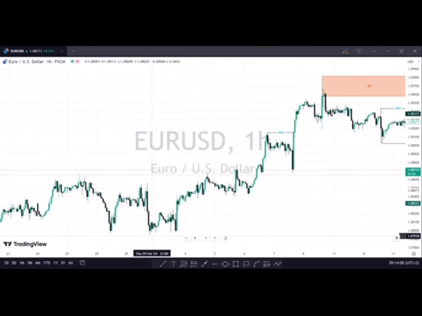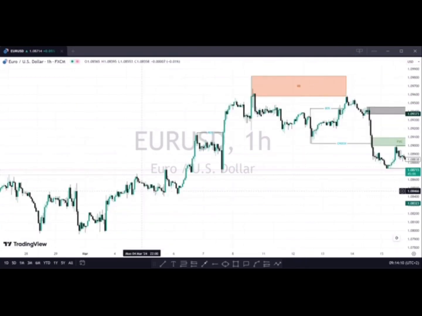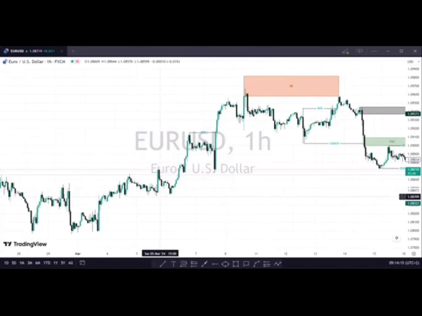We have relative equal lows here, then price rallied to the upside. We can clearly see that we have been in a bullish market because it is characterized by higher highs and higher lows. We have our higher high and our higher low all the way to this area here where price got rejected.